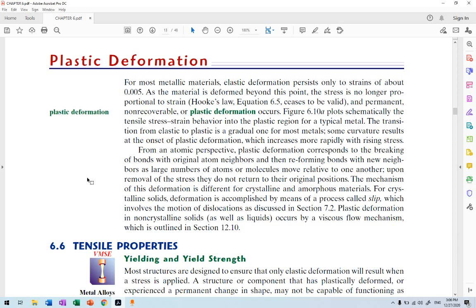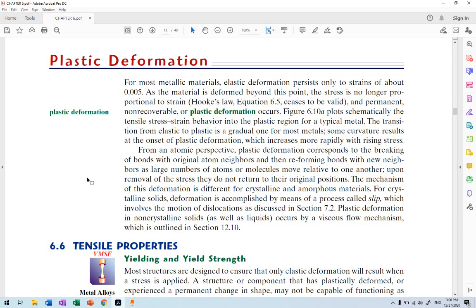If you remember in chapter 4, we said that the defects within the material give some property to the metals. They allow the atoms to move, or to break the bond but regenerate it with the neighboring one. Why? Because they had room to move around. Now we're talking about crystalline metals basically.